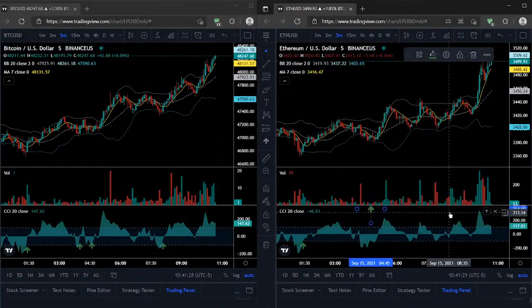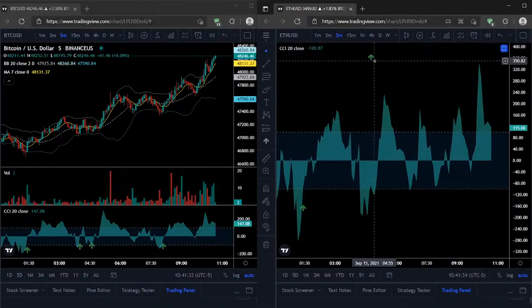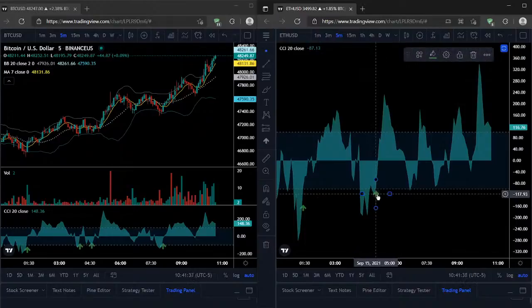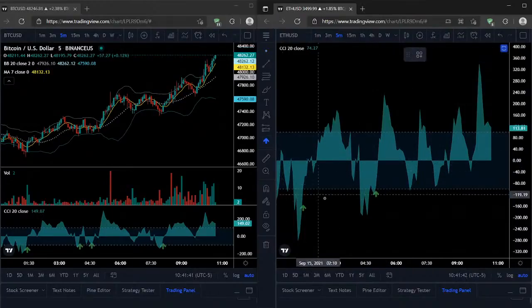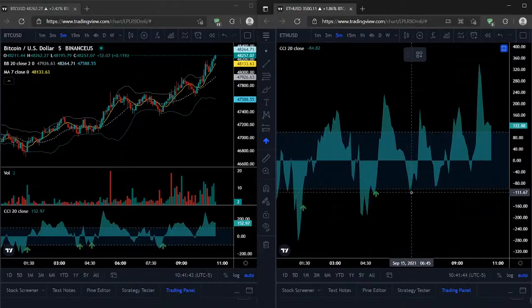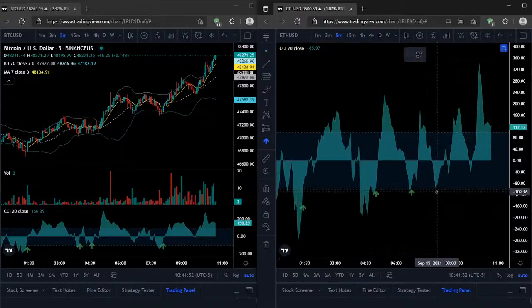Trying to get out of here, and that one's way too high. Okay, so we're just marking the little minus 100 dips. There's two more. Pretty much like Bitcoin. I think it had 4. That one worked. And this is close enough for government work. Right about there when it turns up.